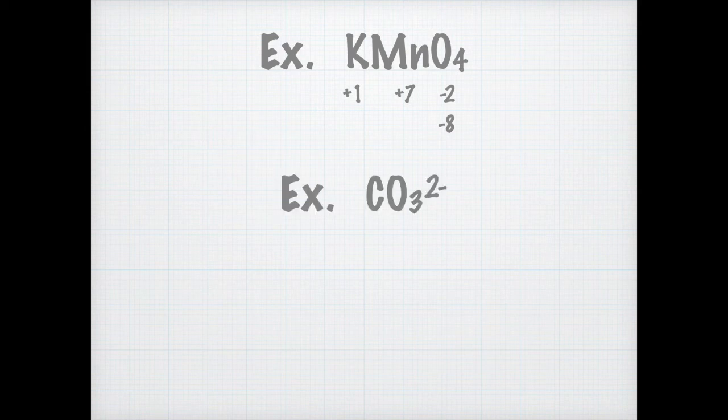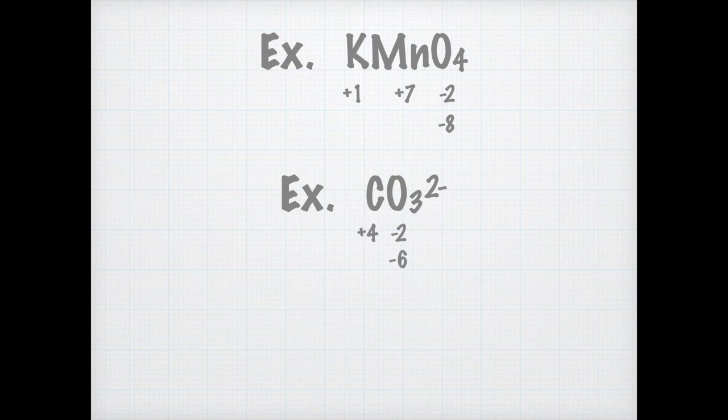Let's look at one more example. So this is carbonate with a 2- charge. So again, I'm going to look at oxygen first. So oxygen has a -2 oxidation number. Since there are 3 of them, it's going to be a total of -6. And when I'm trying to figure out carbon, keep in mind that the overall oxidation number of this ion is -2, which means that carbon, it can't have +6 because that would give it no overall oxidation number. It's going to be +4.